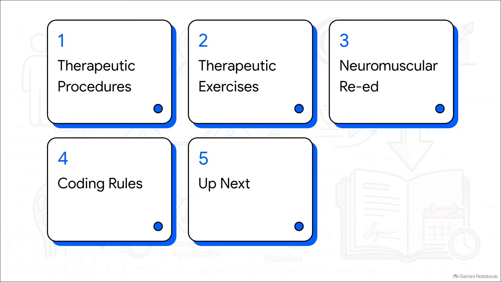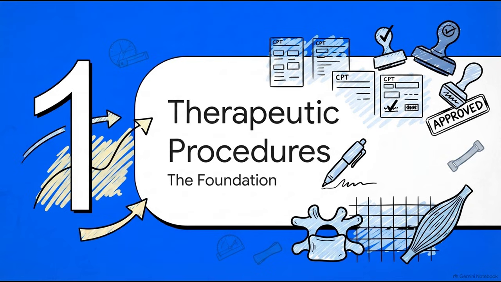Okay, quick look at our agenda. We'll start with a broad overview of therapeutic procedures. Then we'll isolate CPT 97110, move over to CPT 97112, lock down our coding rules, and finally, wrap things up with a teaser for next time. All right, Section 1, Therapeutic Procedures Overview, which really serves as our foundation here.